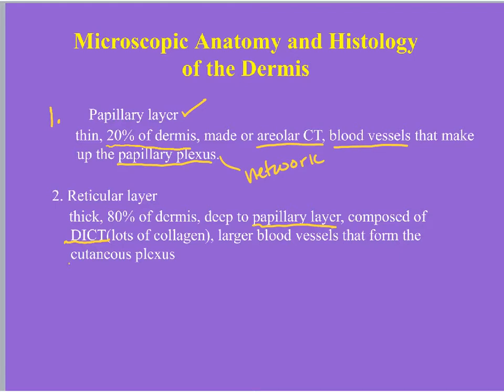The network of blood vessels there is called the cutaneous plexus. So that would be like the major roadways that I was just explaining. So those are larger blood vessels. Those larger blood vessels come together to create the cutaneous plexus.